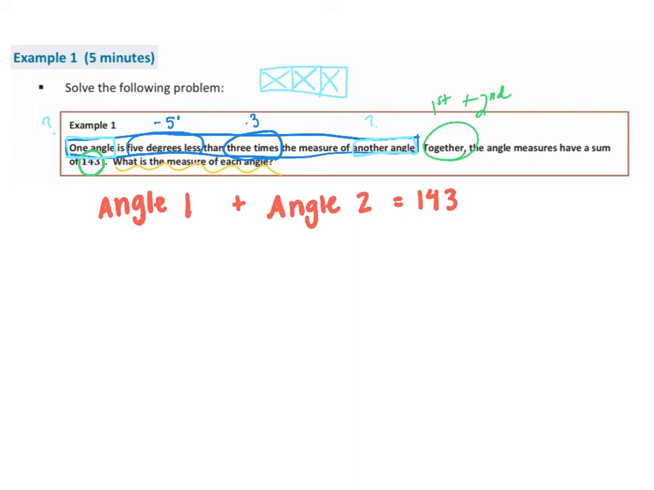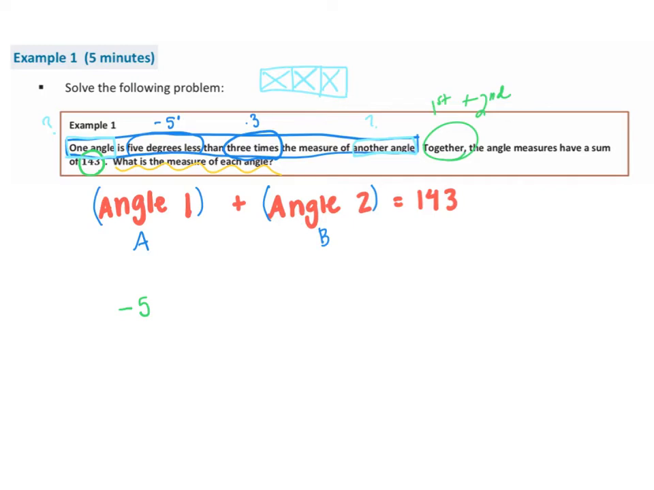Let's call angle 1, let's call this A. And let's call angle 2 B. Okay, so far I have A plus B equals 143. All right, let's look at angle A first. So it says, this angle is 5 degrees less than 3 times the measure of another angle. So it's 5 degrees less than 3 times the measure of the second angle. So A is going to be 5 degrees less. So I just wrote minus 5.